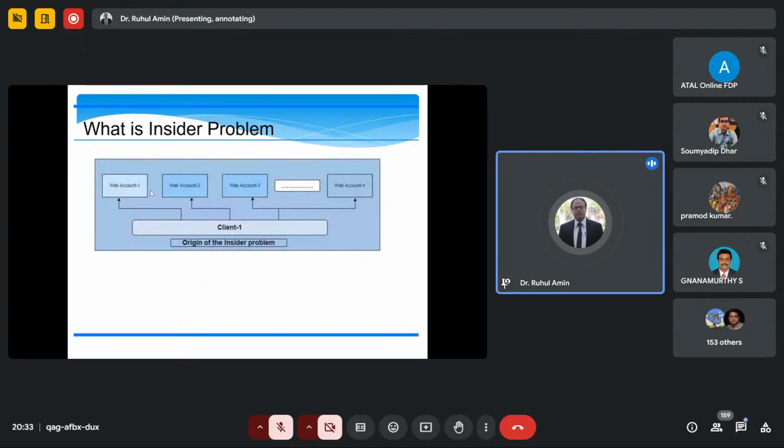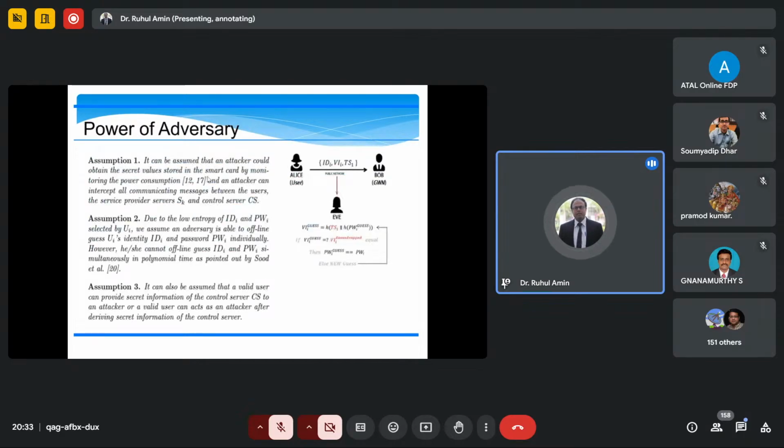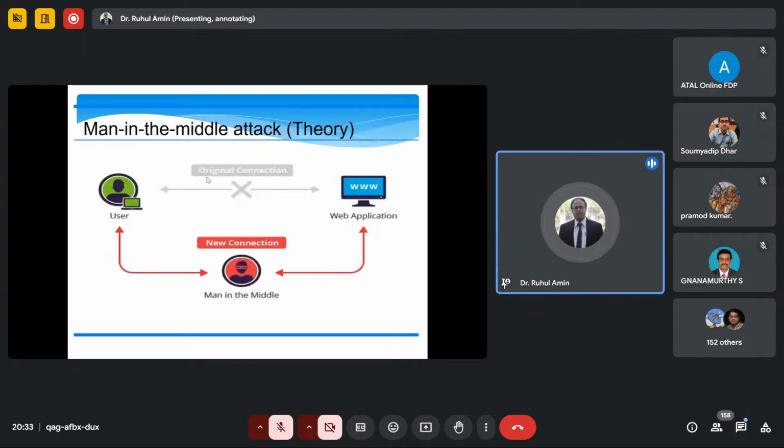Up to this point, I have talked about different kinds of password-related attacks. Now I'll move to some other attacks and see how we can execute different kinds of security attacks. The first attack we are considering is called the man in the middle attack. I think it is very well known to all the participants.